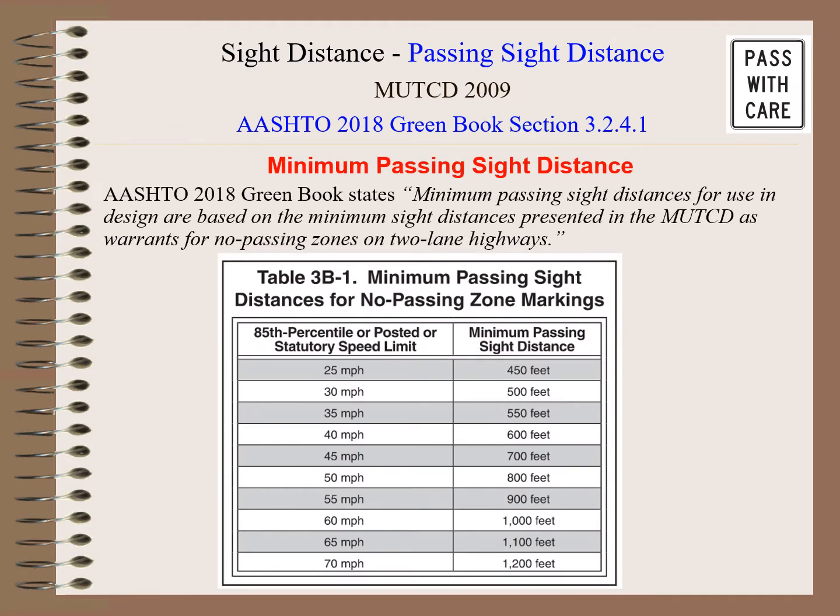AASHTO 2018 Green Book states the minimum passing sight distance for use in design are based on the minimum sight distances presented in the MUTCD as warrants for no passing zones on 2-lane highways. The figure that you see here is in the MUTCD manual.